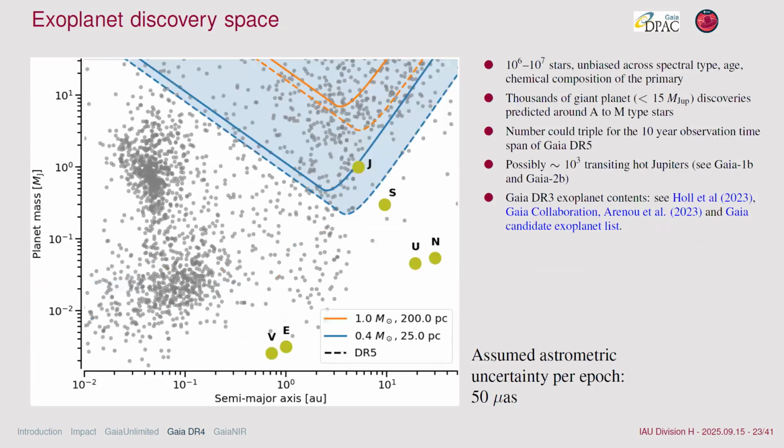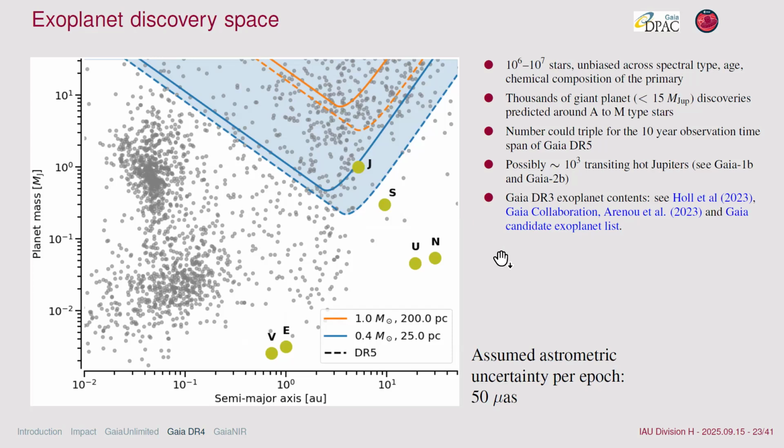And to give you an impression of what Gaia DR4 will do for exoplanets, we are doing a specific effort to look for exoplanets or exoplanet candidates in the Gaia DR4 data processing. This diagram shows planetary mass in Jupiter masses as a function of semi-major axis. The blue area is where Gaia will be sensitive. And you see lines for a solar mass star at 200 parsec, those are the orange lines for DR4 and DR5, and the blue lines are for a low mass star, 0.4 solar masses, closer to us at 25 parsec.